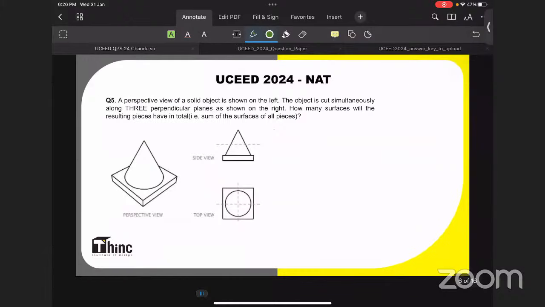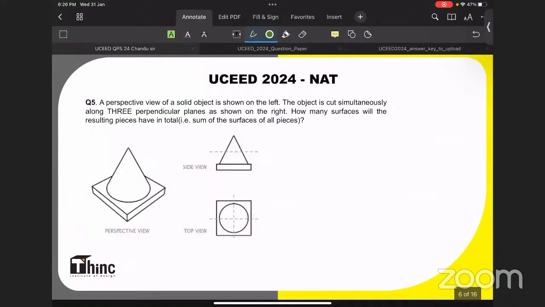Your next question is over here. Try this. The perspective view of a solid object is shown on the left. The object is cut simultaneously along 3 perpendicular planes as shown on the right. How many surfaces will the resulting pieces have in total? That is the sum of the surfaces of all pieces. That is what I want.